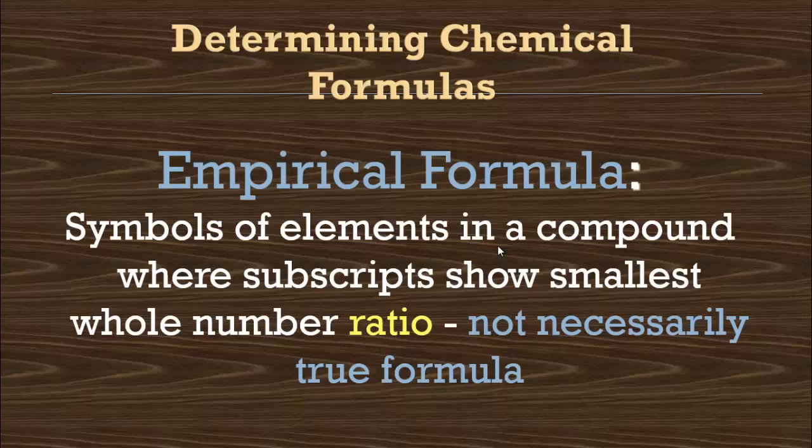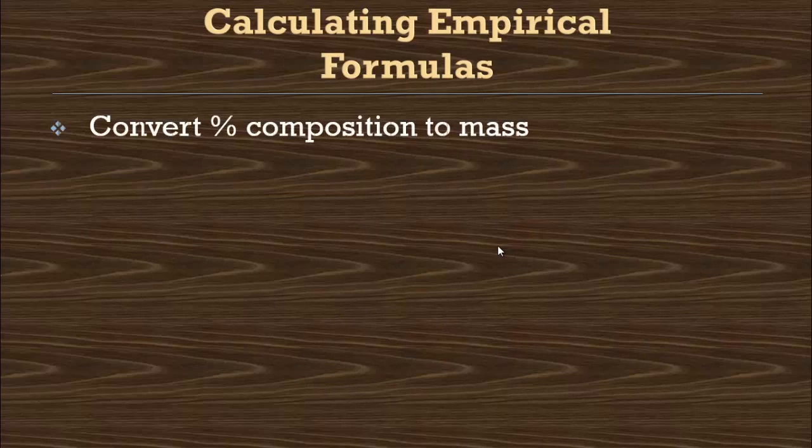When we use math to determine chemical formulas, what we're going to find most often is the empirical formula. The empirical formula is the symbols of the elements in a compound with subscripts. The empirical formula is not necessarily the true formula of the compound, but it does give us a ratio of the elements to each other. How do we use math to calculate empirical formulas? Often we are given the percent composition of the compound, and what percent of each element is in that compound.